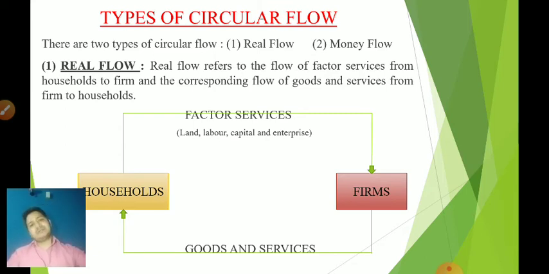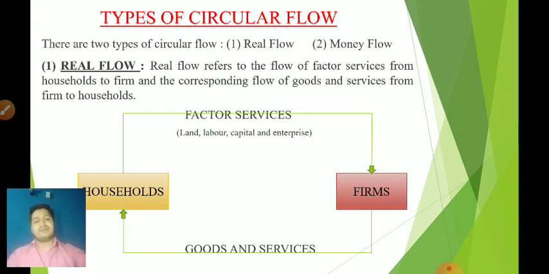The first one is real flow. Dear student, real flow refers to the flow of factor services from household to the firm and the corresponding flow of goods and services from firm to household. This is known as the real flow. There is no money involvement in this particular flow. That's why it is known as real flow. Only goods and services flow from one sector to another sector.